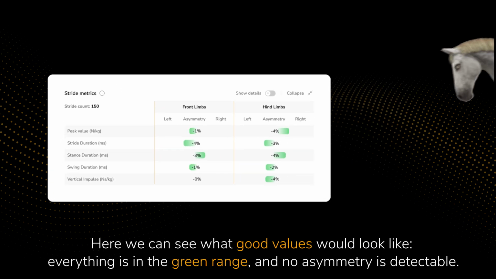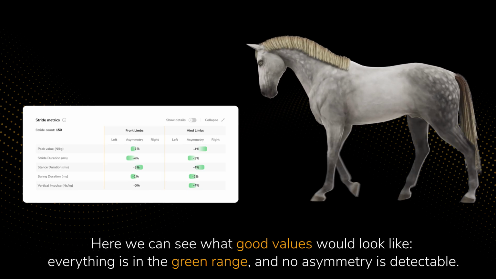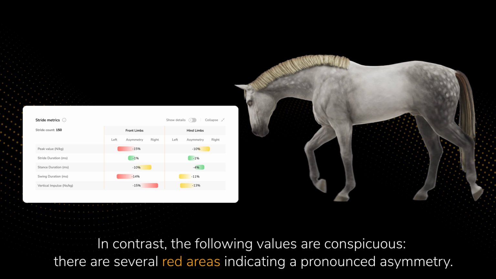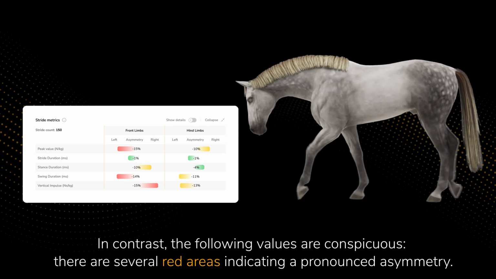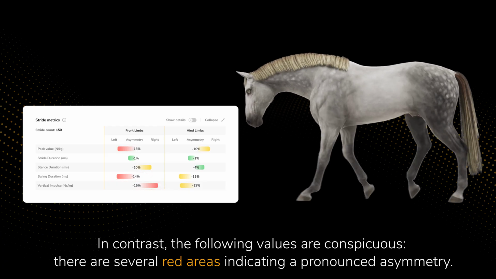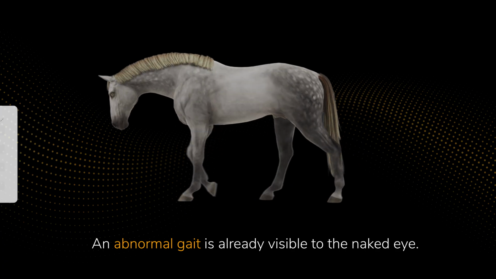Here we can see what good values would look like. Everything is in the green range, and no asymmetry is detectable. In contrast, the following values are conspicuous. There are several red areas indicating a pronounced asymmetry. An abnormal gait is already visible to the naked eye.